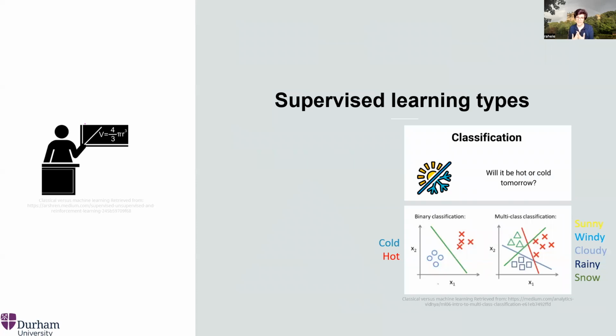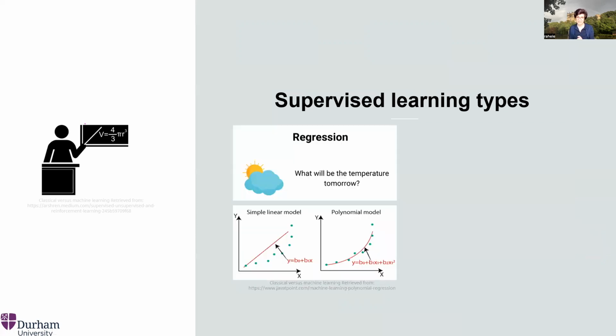Looking into applications of supervised learning, one of the well-known ones is classification. In classification, for example, we give some features and expect to see if the weather is hot or cold tomorrow. So it's a binary classification. Or we just want to see if it's sunny, windy, cloudy, rainy, snowy, or so. So it's a kind of multi-class classification. So one of the main applications is classification.